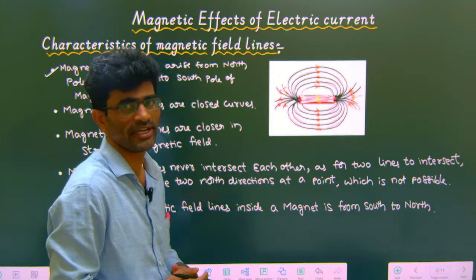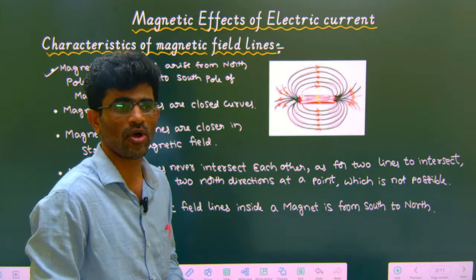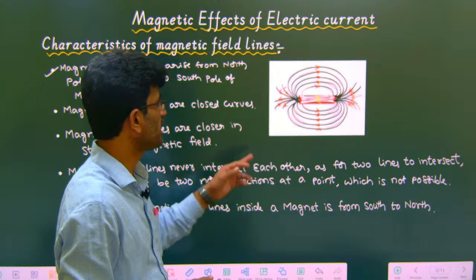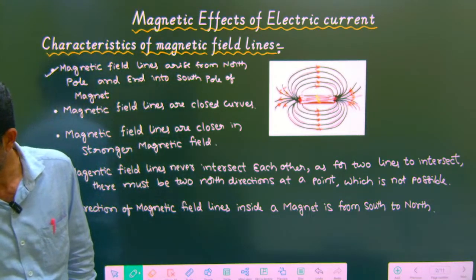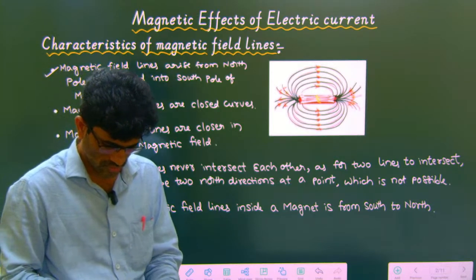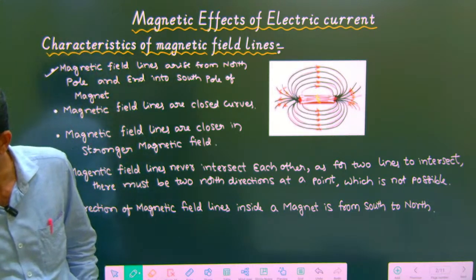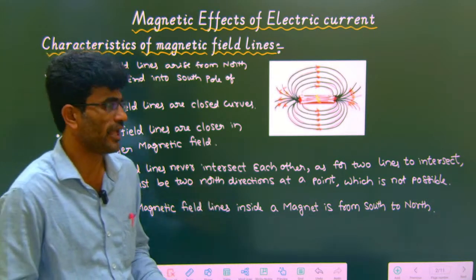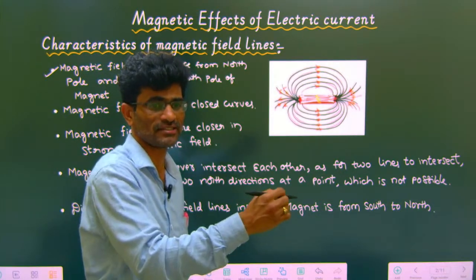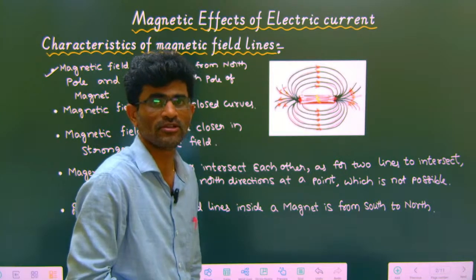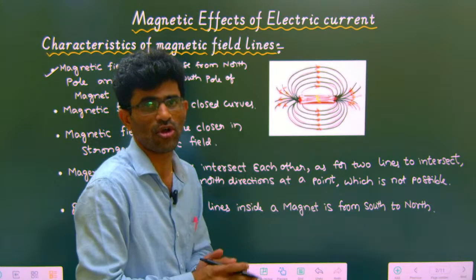Many times they ask why, give the reason why magnetic field lines do not intersect each other, or justify your answer. This is one of the characteristics of the magnetic field lines, that they never intersect each other. Why do they never intersect each other? Because just now we have seen in the previous example, there we use a compass when we draw the magnetic field lines. What happens? The compass shows from where to where the magnetic field line is going. So at one single point it will not show two different north directions.